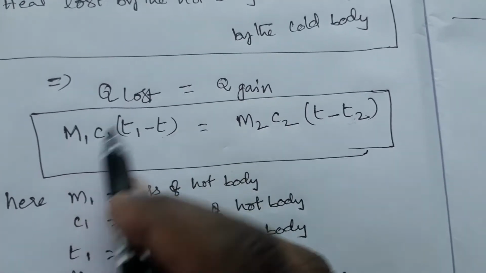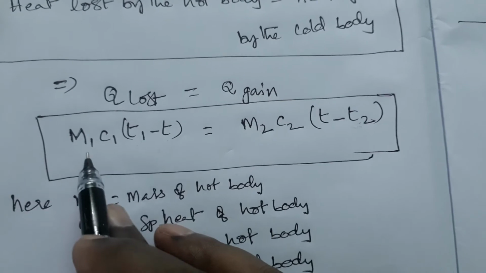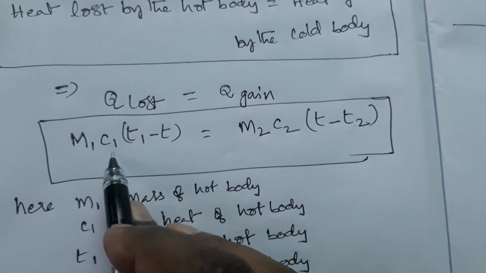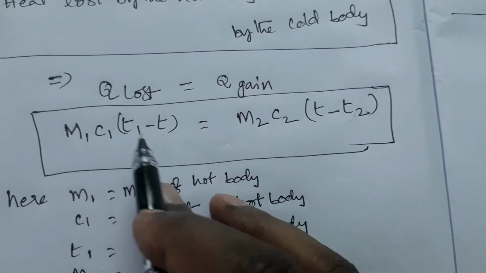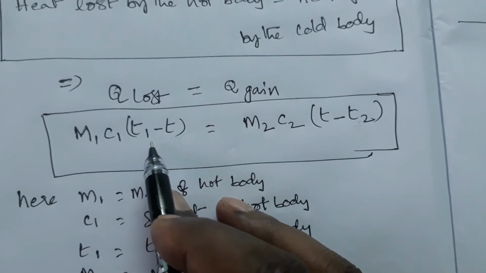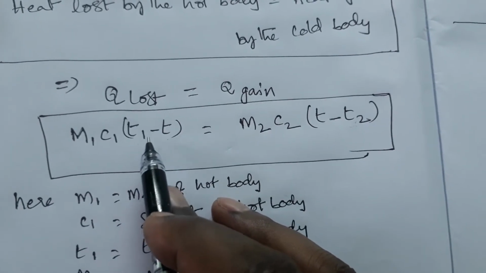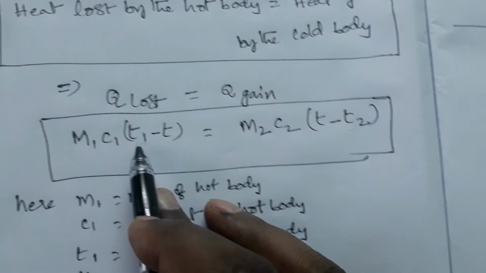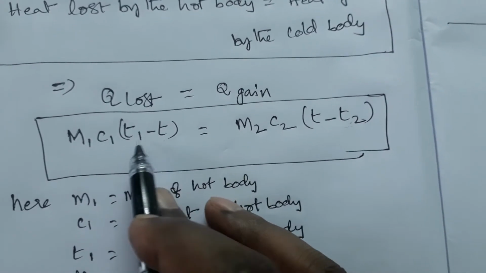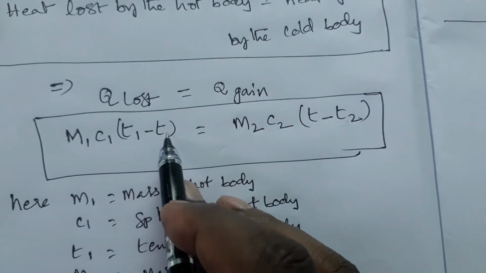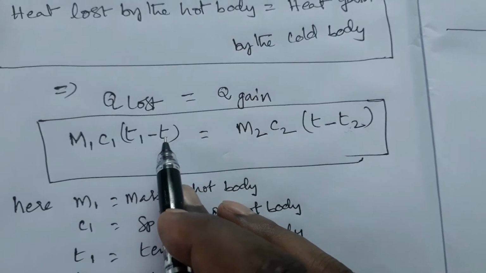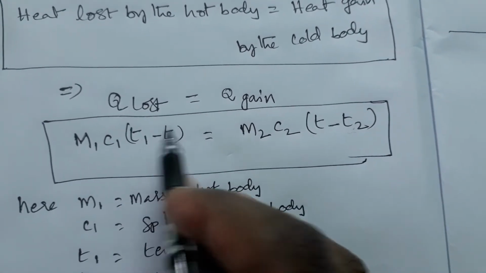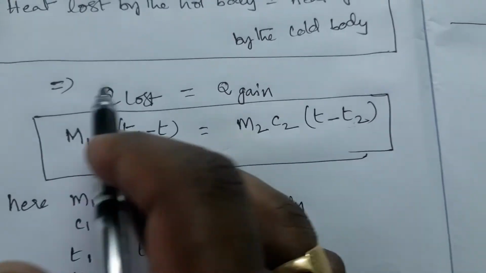So now once again, Q is equal to mc delta T. m means mass of the hot body, c means specific heat of the hot body, and delta T means change of the temperature. How much does the temperature change? T1 minus T, this much. T1 lost up to T. So T means middle temperature of the mixture. So T1 minus T is the heat lost by the hot body.